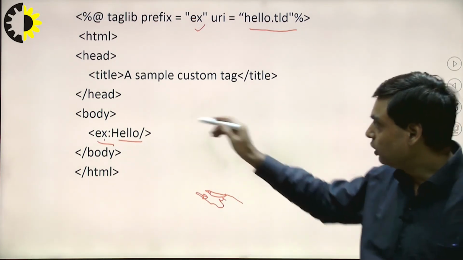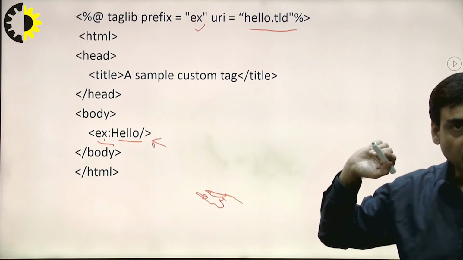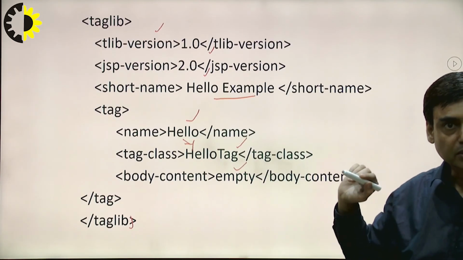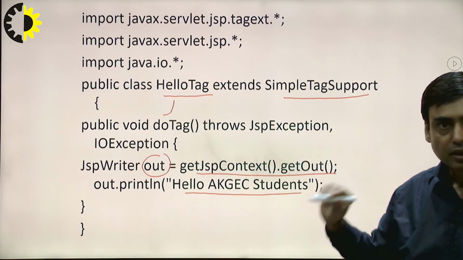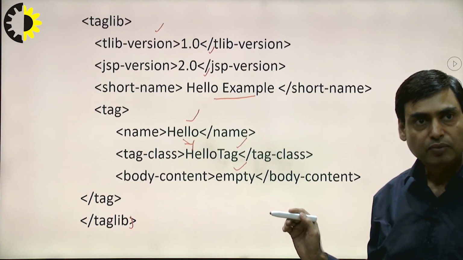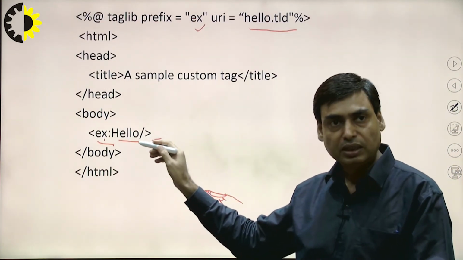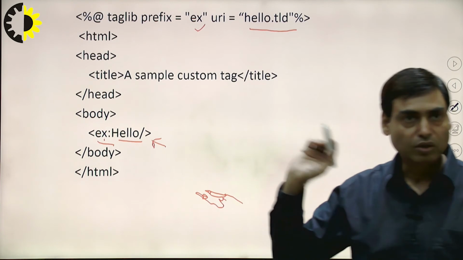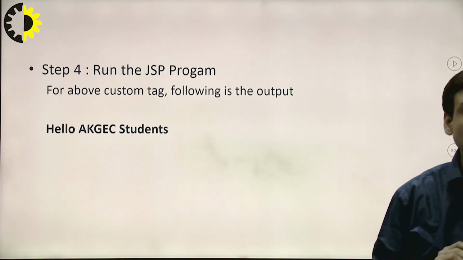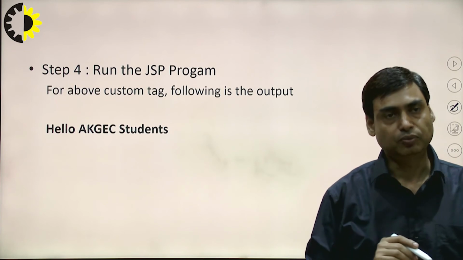So you have to use this prefix here and the name of the tag, hello. When you run this program, this hello tag is replaced by the message that we have already given. The message is hello AKGC students. In our current program, when we are using this hello tag, it automatically maps to the message that we already defined in the tag handler. So the output will be hello AKGC students when you run this JSP program.